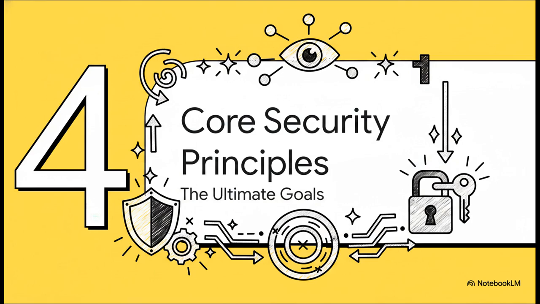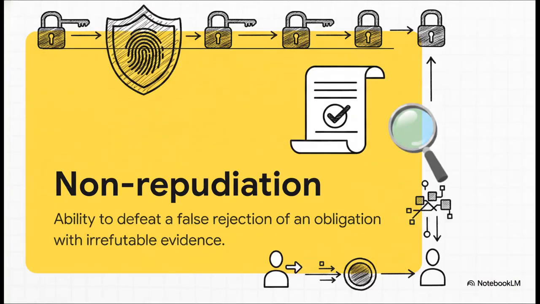Let's pivot over to Section 4, Core Security Principles. These are our ultimate goals. The official syllabus explicitly states you need to know this concept inside and out, non-repudiation. Basically, it means someone cannot falsely deny an action they took because we have irrefutable proof. The classic way we achieve this is through digital signatures, which use cryptography to prove a document wasn't messed with and definitively came from the sender.